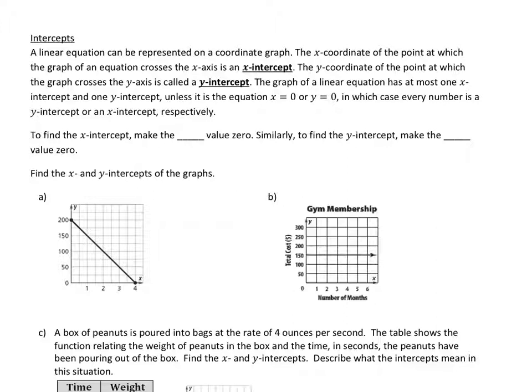The difference is we're not only now going to talk about where the line crosses the y-axis, but also the x-axis. The graph of a linear equation has at most one x-intercept and one y-intercept, unless it's the equation x equals 0 or y equals 0, in which case every number is an x-intercept and y-intercept respectively. To find the x-intercept, make the y value 0. Similarly, to find the y-intercept, make the x value 0. Find the x and y intercepts of the graph.